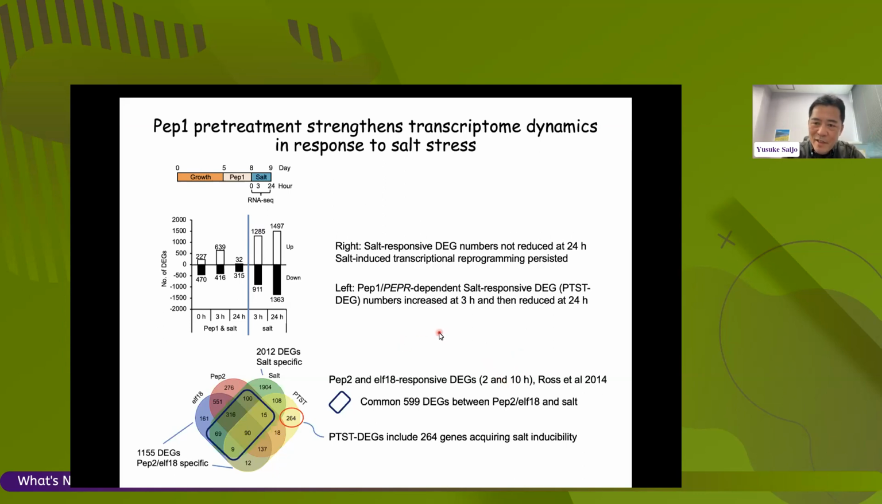And furthermore, it's very interesting to us to see that some number of genes are activated specifically following the PEP pretreatment. In other words, without PEP pretreatment, these genes are not responsive to salt stress or even to these patterns, but only in this PTSD setting do they acquire responsiveness to salt stress. So overall, these data suggest that this PEP pretreatment has a role in rapid mobilization of the salt-responsive transcriptome and also its expansion, which we believe is positive and contributes to enhancing salt tolerance.